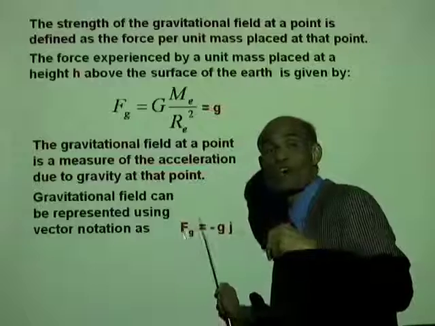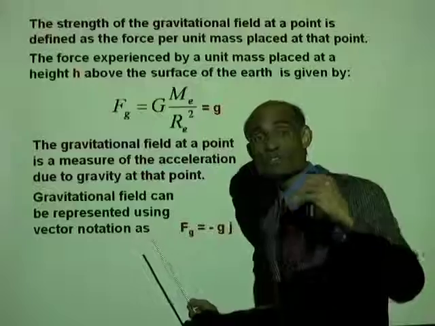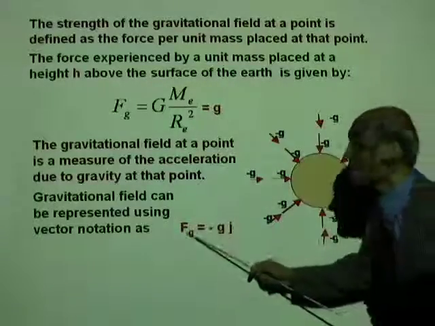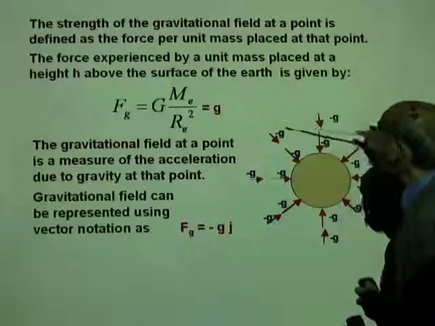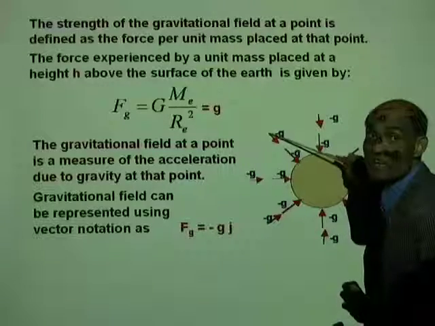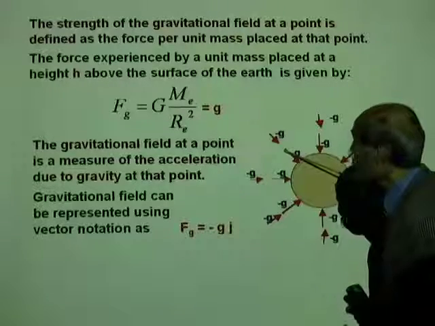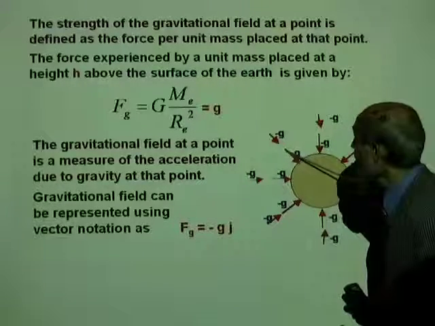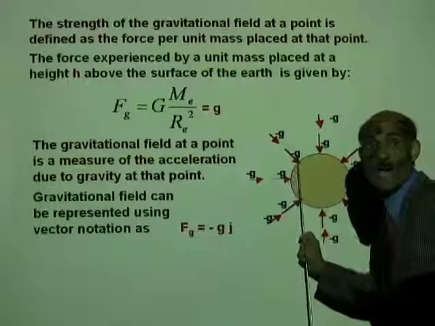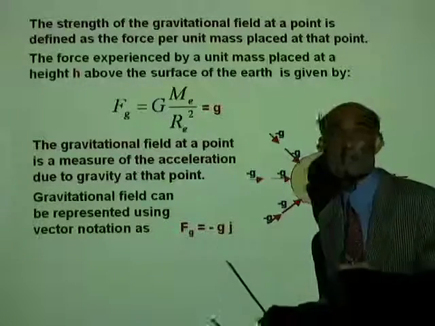Where is the magnitude of this vector the greatest? The magnitude of this vector is the greatest at the surface of the earth. So look at the vectors that I have drawn at various points. If you want to draw the gravitational field vector here, it is this arrow, negative g. Whereas the gravitational field at a point nearer to the surface of the earth is represented by a longer arrow. The length of the arrow represents the magnitude of the field.